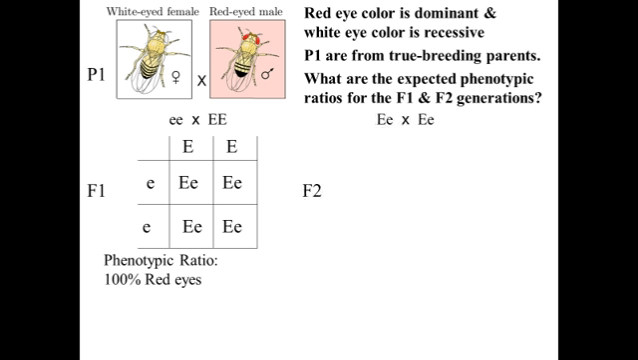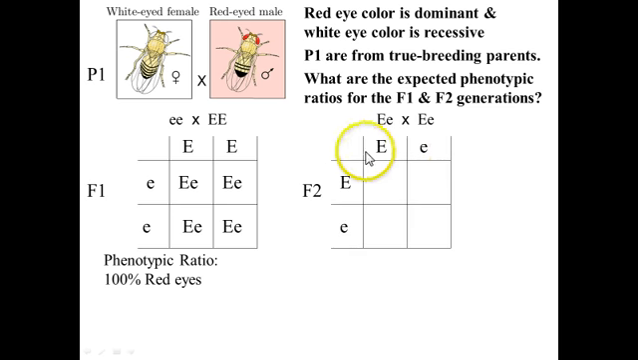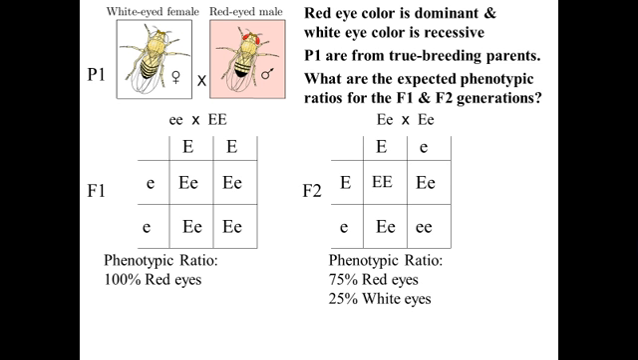For the F2 generation, we would take two of these individuals, and they are both heterozygous. When they produce gametes, both of them will produce either a big E or a little e gamete. When fertilization happens, 25% are homozygous dominant, 25% are homozygous recessive, and 50% are heterozygous. That would give us a phenotypic ratio of 75% red eyes and 25% white eyes.